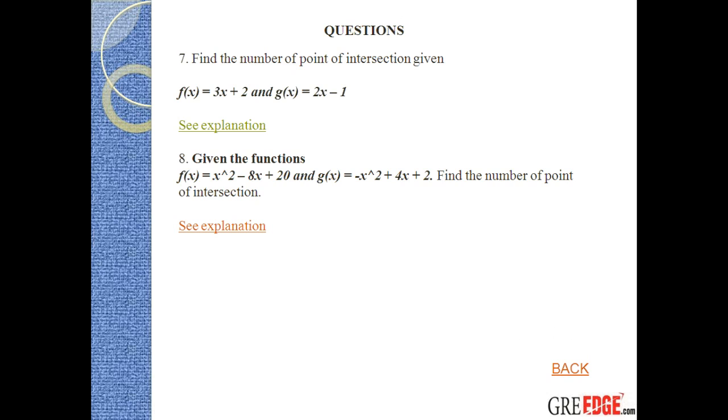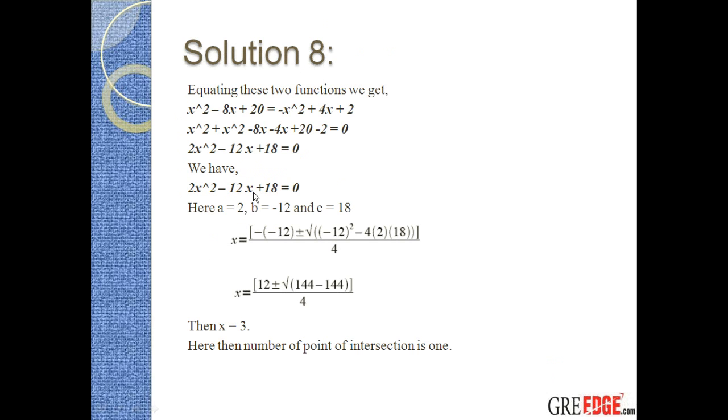See, f of x is given as x square minus 8x plus 20. g of x is given as minus x square plus 4x plus 2. To find the point of intersection, we have to equate these both. So you will get x square minus 8x plus 20 is equal to minus x square plus 4x plus 2. So you will have 2x square minus 12x plus 18 equal to 0.